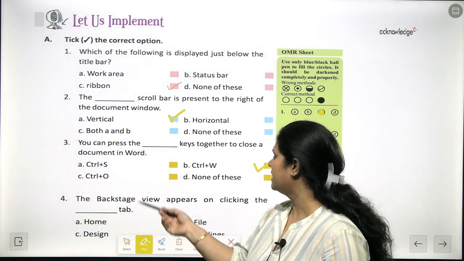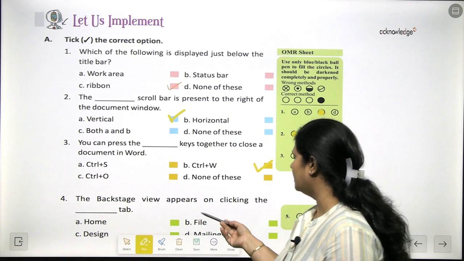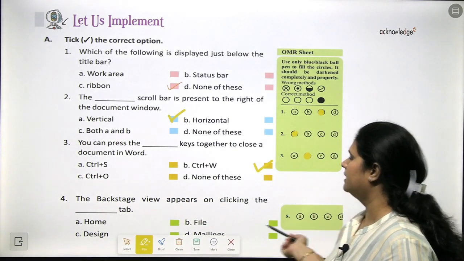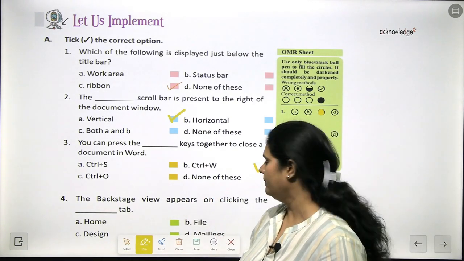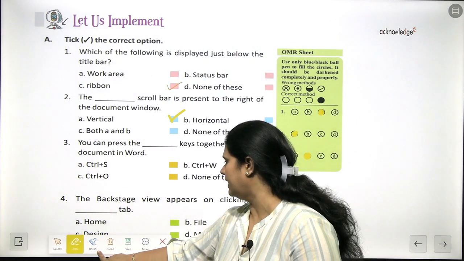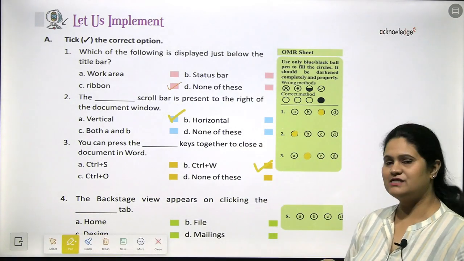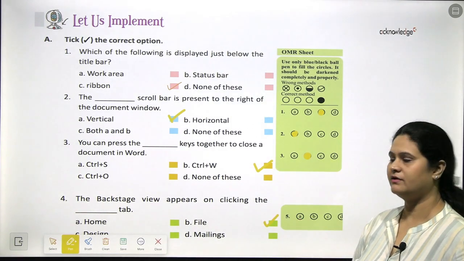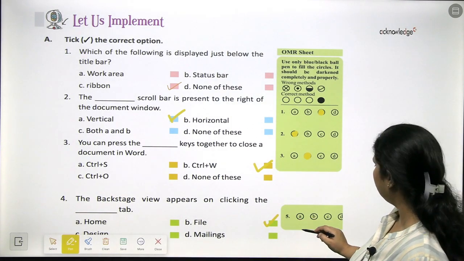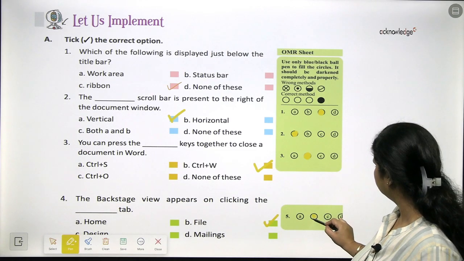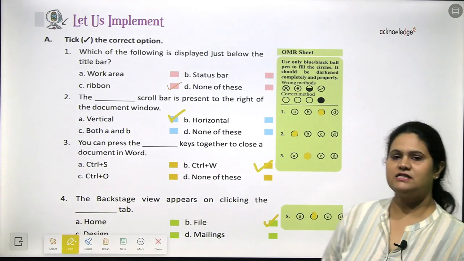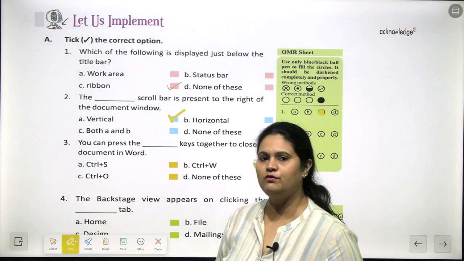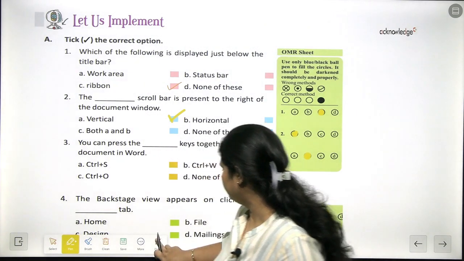Number 4 says, the backstage view appears on clicking the dash tab. So, which tab do you click for the backstage view? Correct, it is the File tab, right? So, let's fill option number B. Is it all clear to you? Shall we move on? Very good.